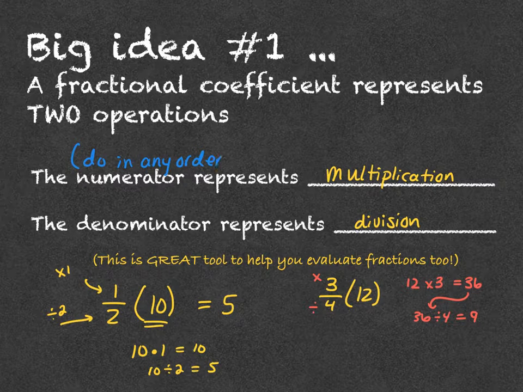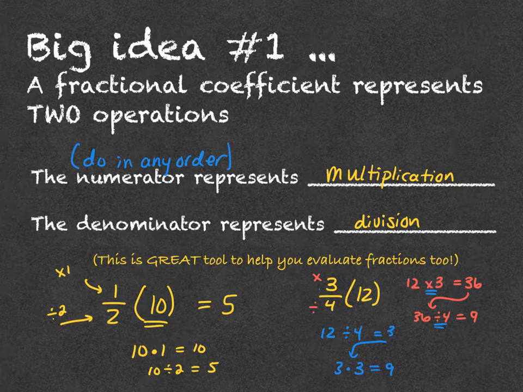Now what's really cool is we can actually do these in any order, right? That's what the order of operations tells us. So over here I started with multiplying by 3 and then dividing it by 4. So maybe I want to start the other way. Maybe I start with 12, divide by 4 first, which would give me 3. Take that 3 and then multiply it by the numerator, which also happens to be a 3, and get 9.